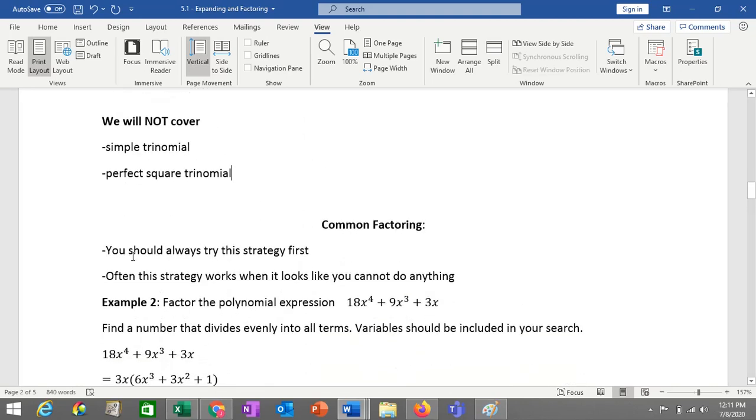Common factoring. Always try to do this first. Whenever you have a factoring question, start here. Try and do common factoring. And often this strategy works when it looks like you can't do anything.